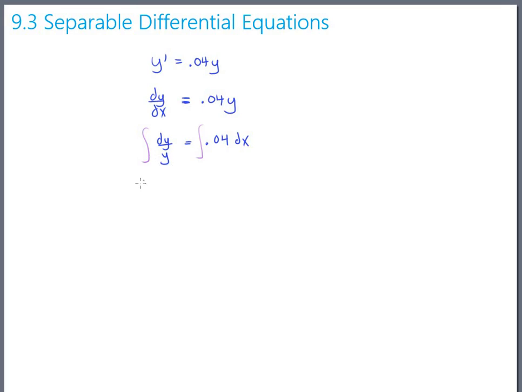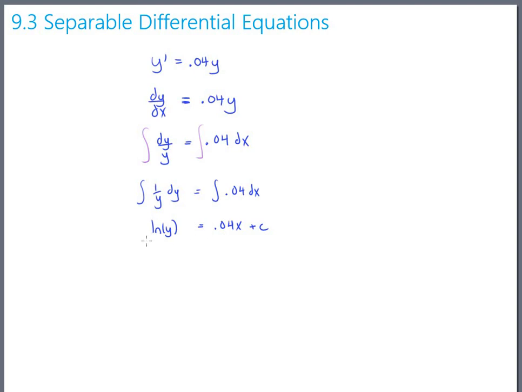Maybe to make the integration look a little bit nicer, I'm going to write this as 1 over y times dy. Maybe that's a little more comfortable. And this is just integrating a constant over here. So 1 over y, we know that's natural log of y. 0.04 goes to 0.04x plus c. And again, this is a solution to the differential equation. We just normally like to see the solution solved for y.